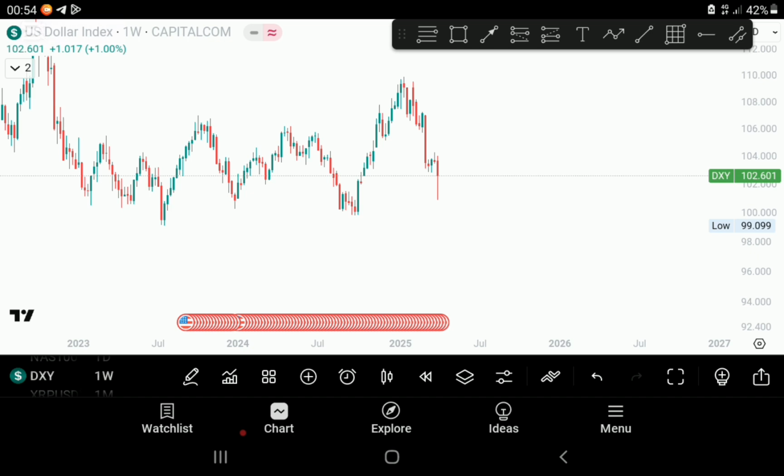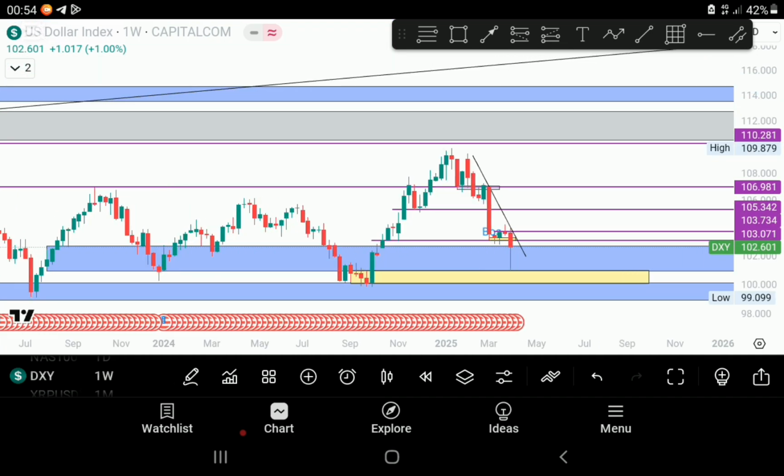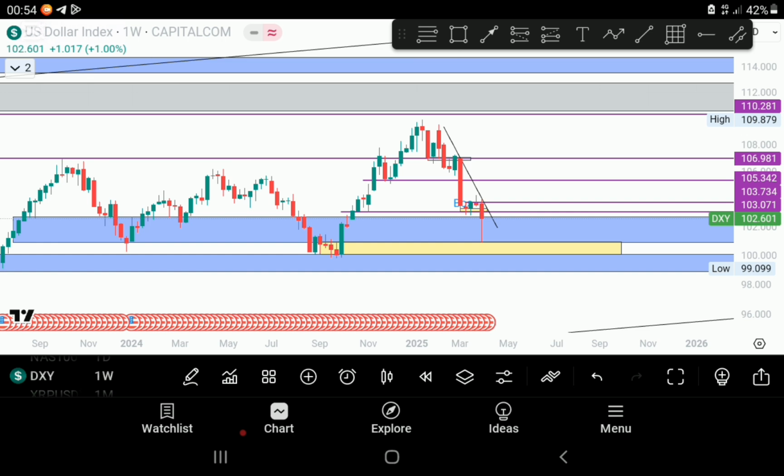As you can see, each of these candles represents a weekly candle. So basically, what can you see? This candle, as you can see, ended bearish with a wick. Look at it, it ended bearish with a wick. This is on the XY. It means that the market was bearish.